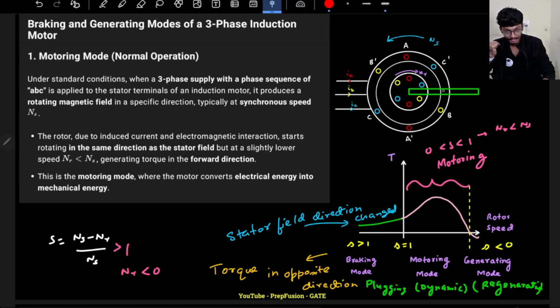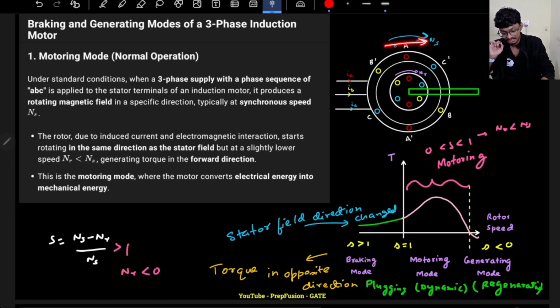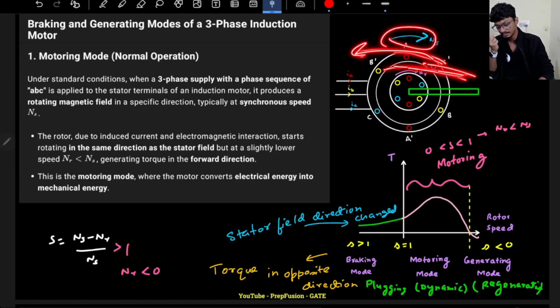For regenerative braking, the rotor is rotating much faster than the stator. The stator magnetic field is still rotating in the same direction, but the rotor is rotating much faster. Again, same rule of principle: the rotor magnetic field always tries to follow the stator magnetic field. So the rotor magnetic field is rotating much faster, so the stator will pull it back. Again, the torque developed is on the backward side.